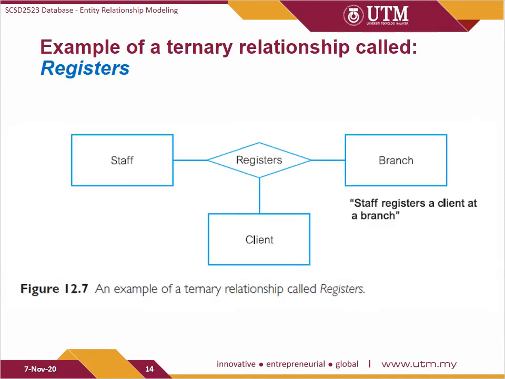The term complex relationship is used to describe relationship with degrees higher than binary. The UML notation uses a diamond to represent relationships with degrees higher than binary. The name of the relationship is displayed inside the diamond. For ternary relationship, we have three different entities connected to one relationship. An example of ternary relationship is registers with three participating entity types, staff, branch, and client. This relationship represents the registration of a client by a member of staff at a branch.